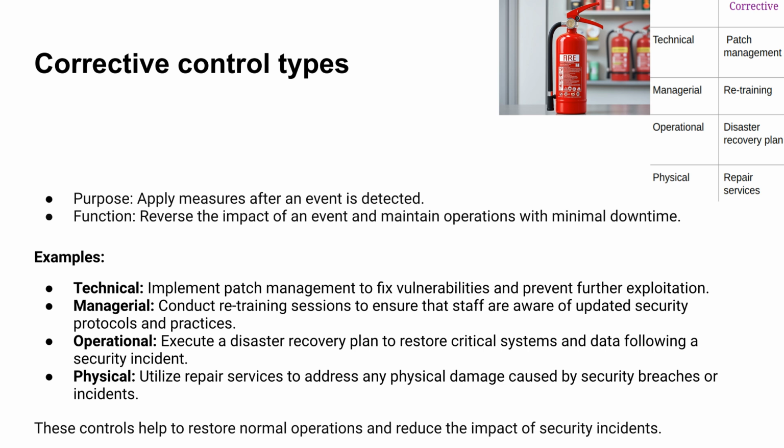affected infrastructure. Each of these actions falls into a specific category of controls. Applying patches is a technical control, retraining employees is a managerial control, executing a disaster recovery plan is an operational control, and using repair services is a physical control. These measures ensure that the impact of security incidents is minimized and that recovery efforts are efficient and effective.